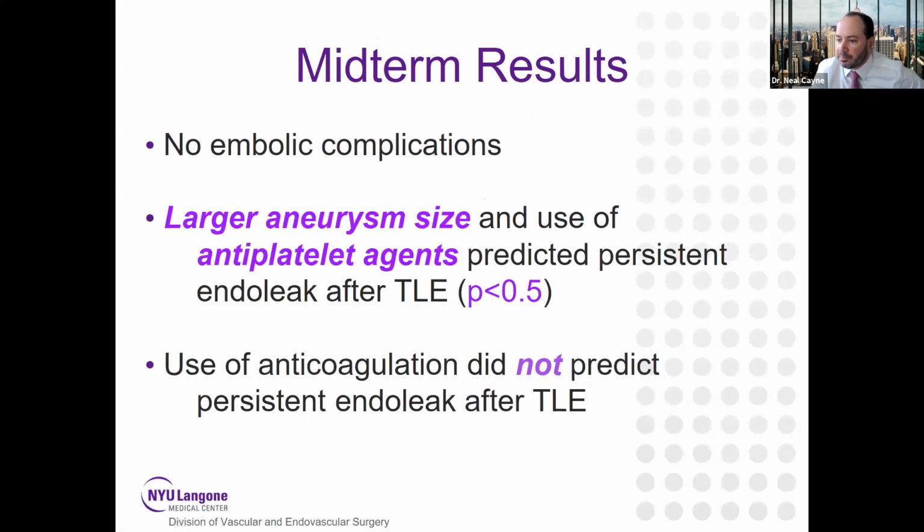There were no embolic complications. Larger aneurysm size and the use of antiplatelet agents predicted persistent endoleak after translumbar embolization. Interestingly, the use of anticoagulation did not predict persistent endoleak after translumbar embolization.